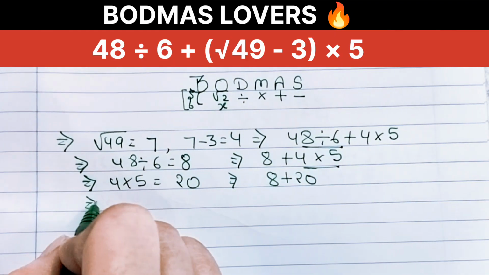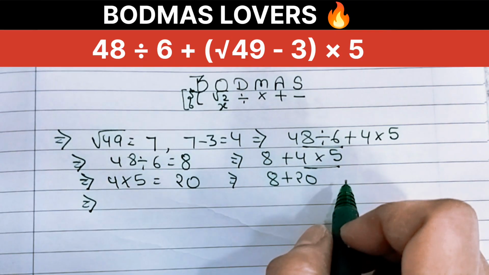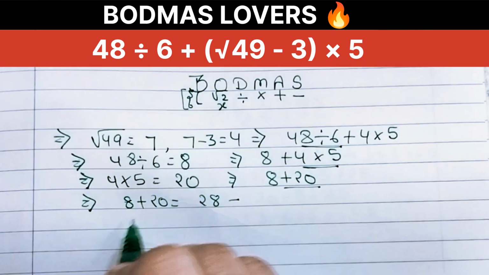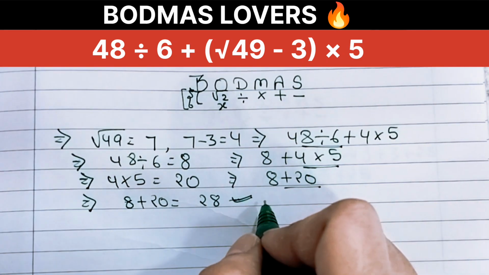Move to the next and last step, addition. So now add the values. 8 plus 20 is 28. This is the last remaining operation and this is the final result.